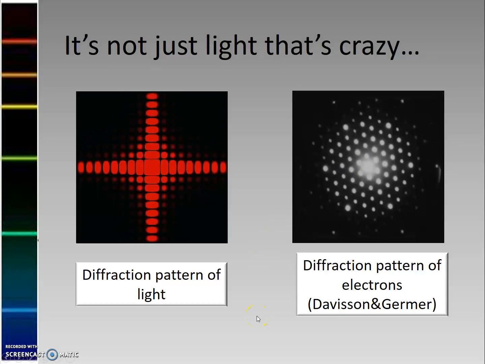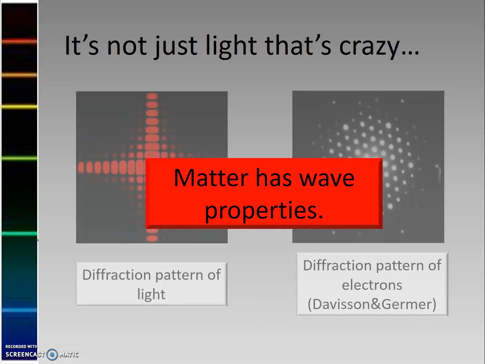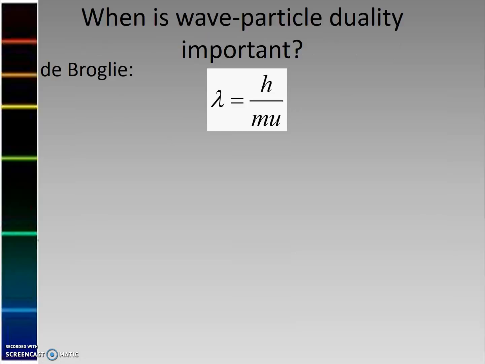And so this experiment was showing that matter has wave properties, right? We thought that light was a wave and it turned out to have particle properties. We thought that electrons were particles. They turn out to have wave properties. And so now we have to deal with that in some way. And the way that we deal with that is using what's called the de Broglie relationship.